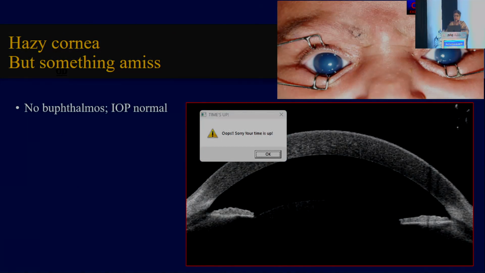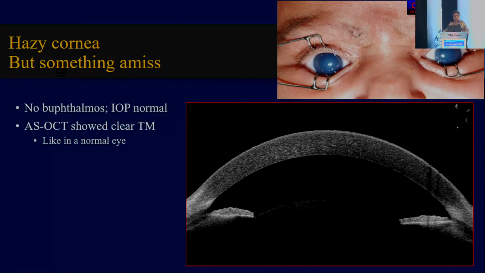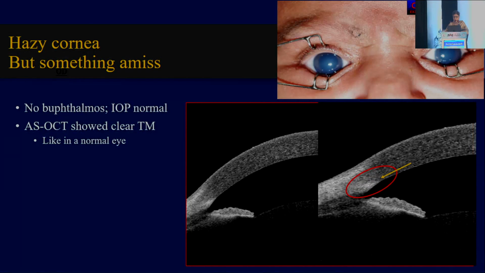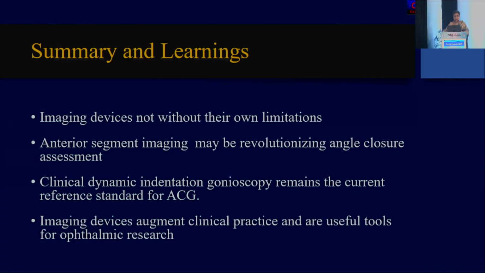And I'll just end with this wonderful case. Sometimes these babies all come to us because of our pediatric glaucoma clinic and are diagnosed as PCG, but there's no ophthalmos. The intraocular pressure is normal. And the AS-OCT shows a clear trabecular meshwork just like in a normal eye. So we stepped back and we said, could this be a very, very early neonatal onset SHED? And the genetics showed up that it was SHED. So now we can use the AS-OCT even as a distinguisher between PCG and SHED, which can be difficult at times. So imaging devices are not without their limitations, but you need to use them in the context of your clinical examination, as for all devices.